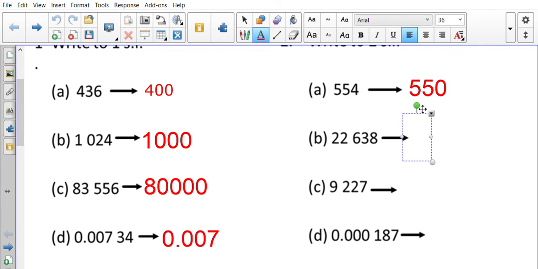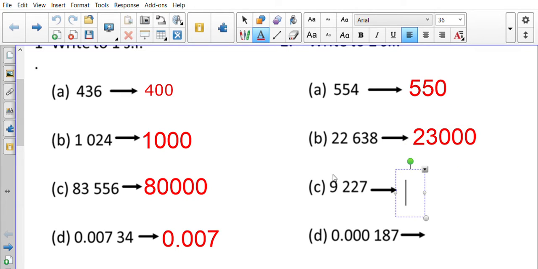The second number, part B, so 1, 2, right? Your second significant figure is a 2. Looking at the third one, it's a 6, which means we'll have to round this 2 up to 3. So that becomes 2, 3, and then the other 3 numbers need to be replaced with zeros. So 22,638 becomes 23,000 to 2 significant figures.